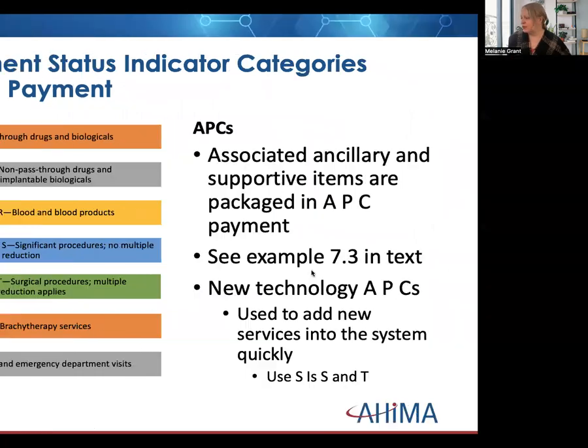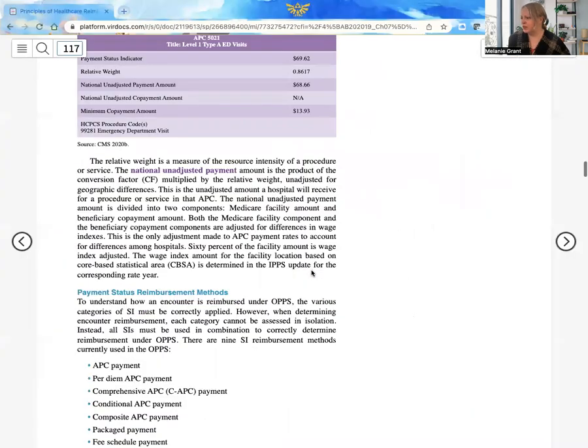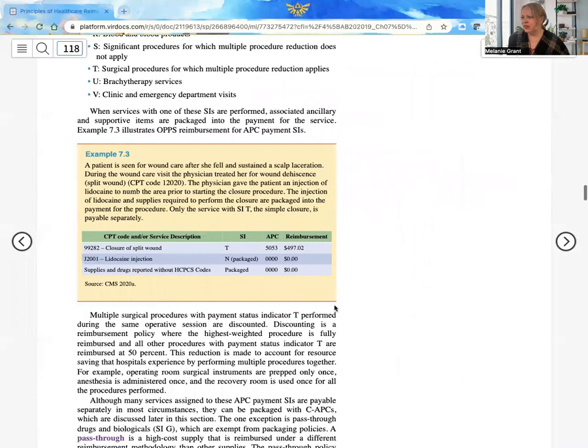So we have an example in our text of 7.3 that we can look at here. In this example, a patient is seen for wound care after falling and getting a scalp laceration. The physician treats her wound and uses CPT code 12020. So that's already been done. The physician then gives the patient lidocaine to numb the area and begins a suture closure.